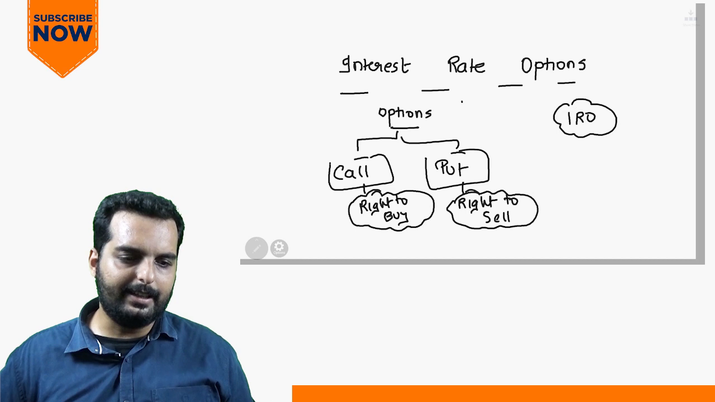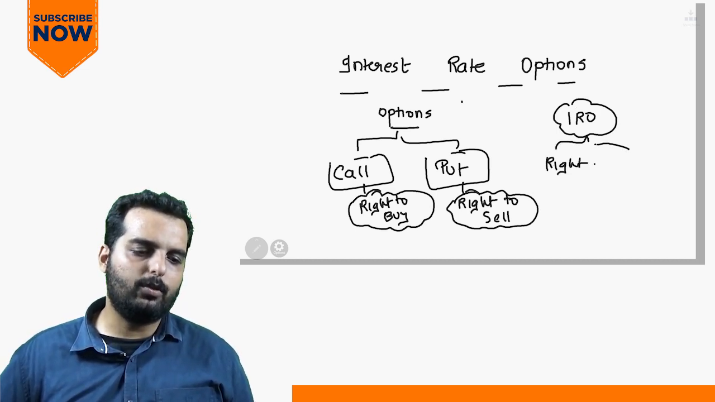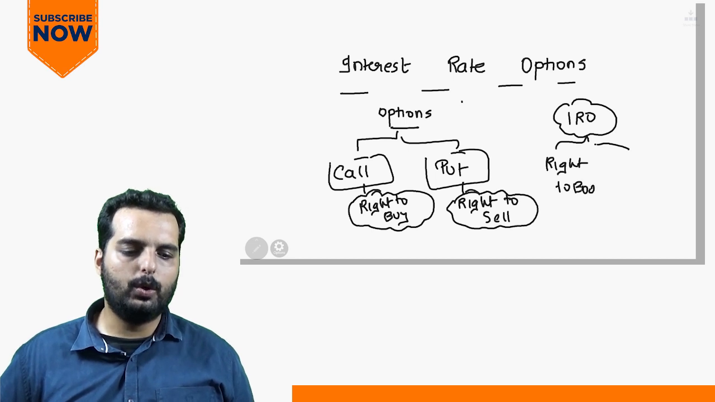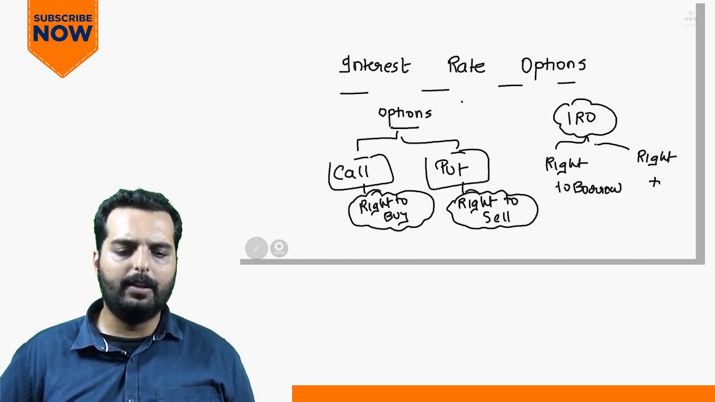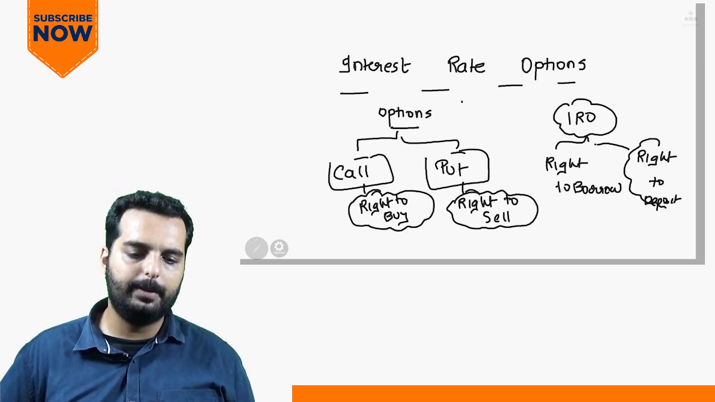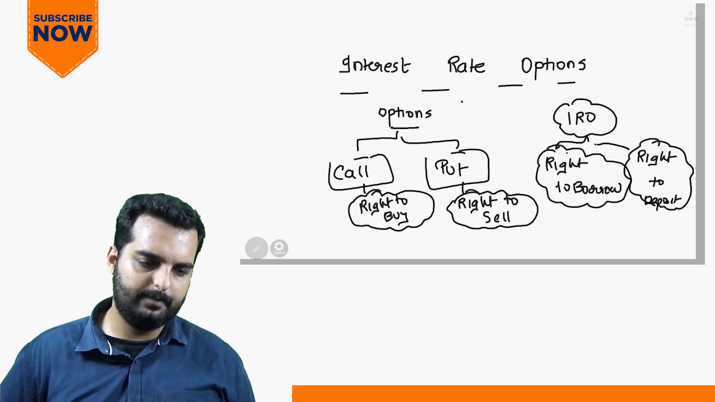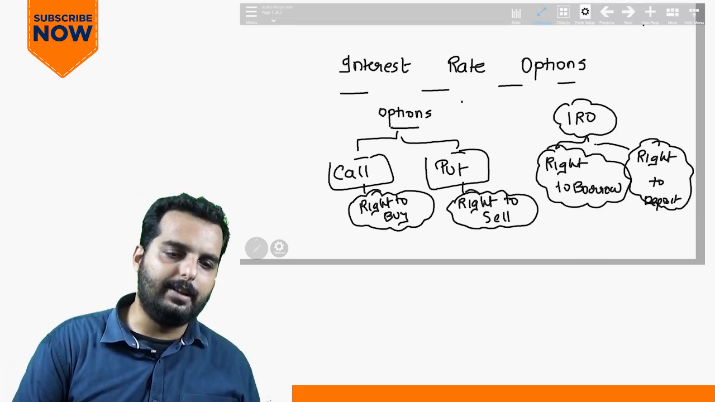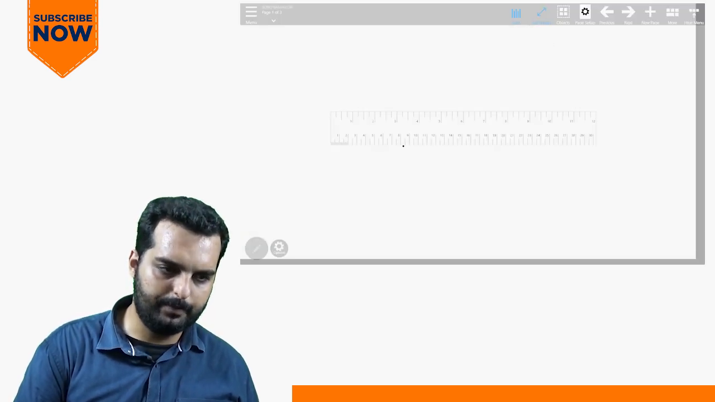Alright, interest rate options are basically of two types. One is called the right to borrow and the other one is called the right to deposit. Fine friends, I'll show you one simple example so that this can become very clear to all of you.